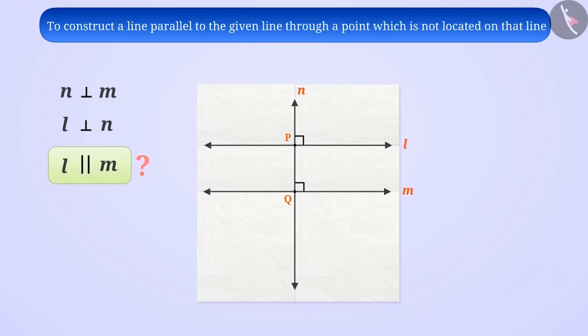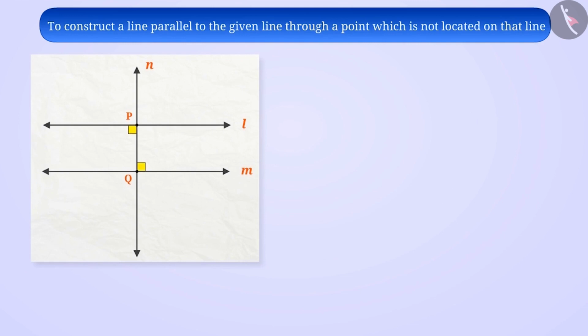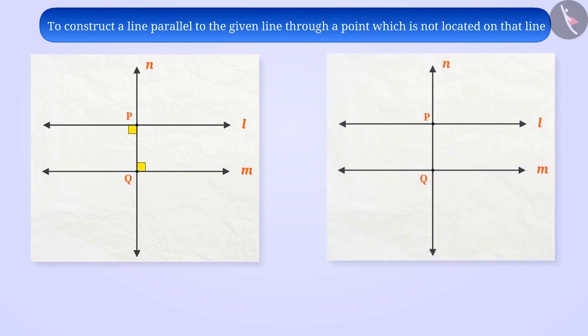You are absolutely right. Since both lines are perpendicular to the same line, it means their corresponding angles, angle Q and angle P, are equal in measure, that is 90 degrees. Since the corresponding angles are equal, we can say that the lines L and M are parallel. Can you verify that L is parallel to M by looking at their alternate interior angles or interior angles on the same side of the transversal? Try yourself.